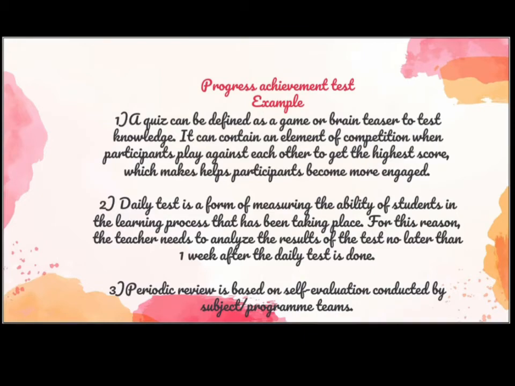Second, the daily test. The daily test is a form of measuring the ability of students in the learning process that has been taking place. For this reason, the teacher needs to analyze the results of the test no later than 1 week after the daily test is done. The last is the periodic review. It is based on self-evaluation conducted by subject or program teams.